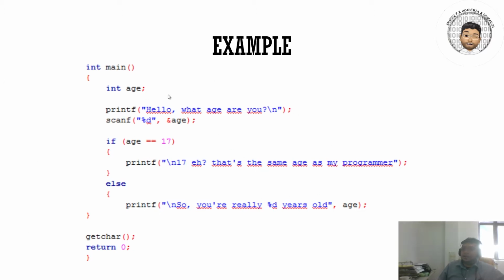Okay, so you can see here, you have integer age. Hello, what age are you? And then you scanf what age, you can put in your age. And if your age is equal to 17, you can create a printf: oh, 17, that's the same age as my programmer. If not, then oh, so you are this many years old. And then finish the code. So this is a simple example of your code.